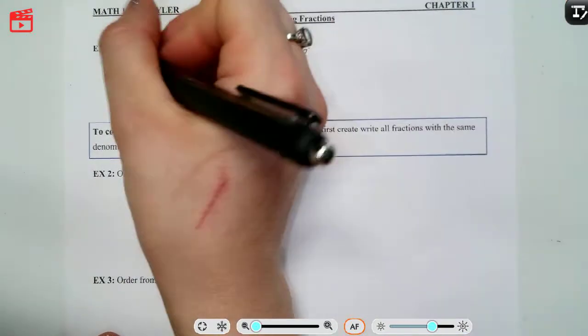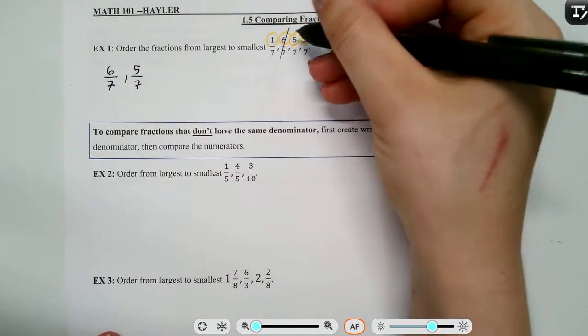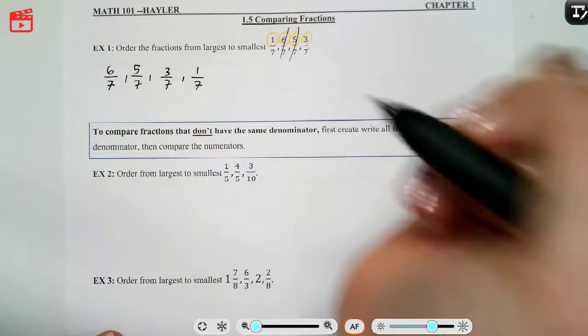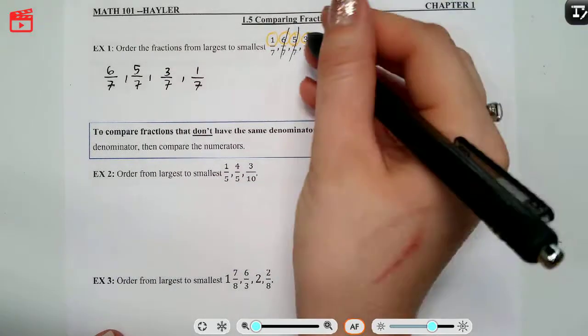5 would be the next one. 5 over 7. And then go ahead, see which ones are next. Yep, 3 over 7 would be the next smallest, and then finally 1 over 7. Okay, this one was relatively easy because they all shared the same denominator. So all we had to do was just compare the numerators.